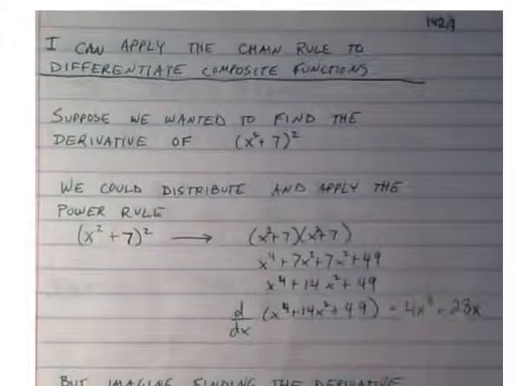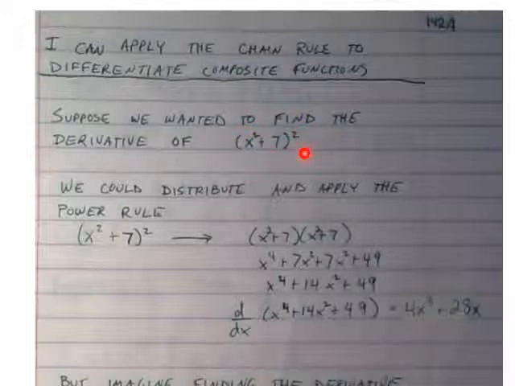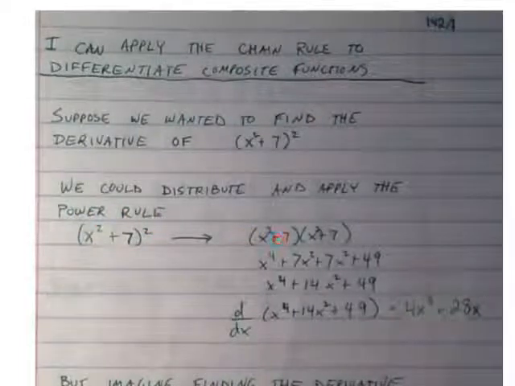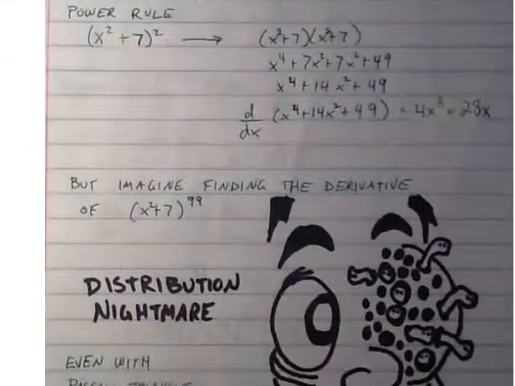Alright, suppose we had the function (x squared plus 7) quantity squared and we wanted to take the derivative of it. One thing we could do is distribute it all out. So we write it as a product, we use our distribution properties, write it as a single polynomial, and then we take the derivative of that using polynomial rules. And we get 4x to the third plus 28x. And that's not too bad with a power of 2. But what if we had a power of 99?